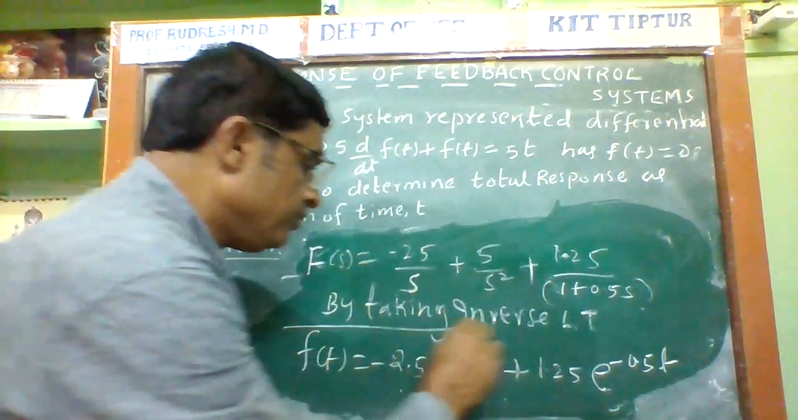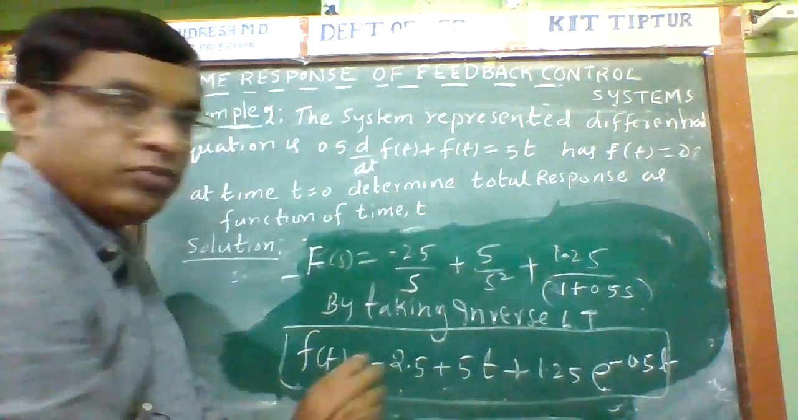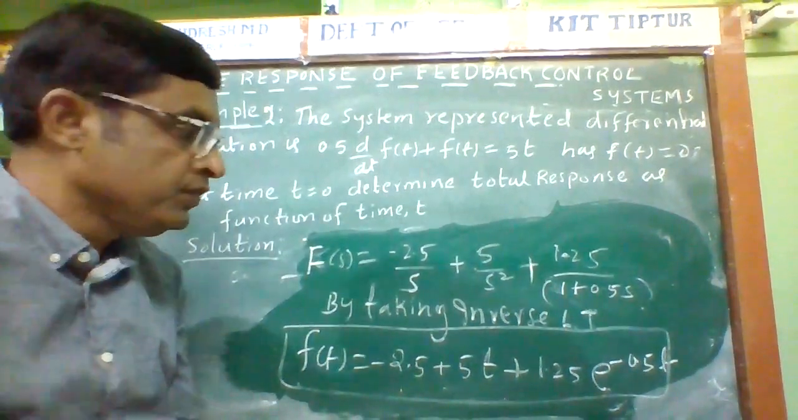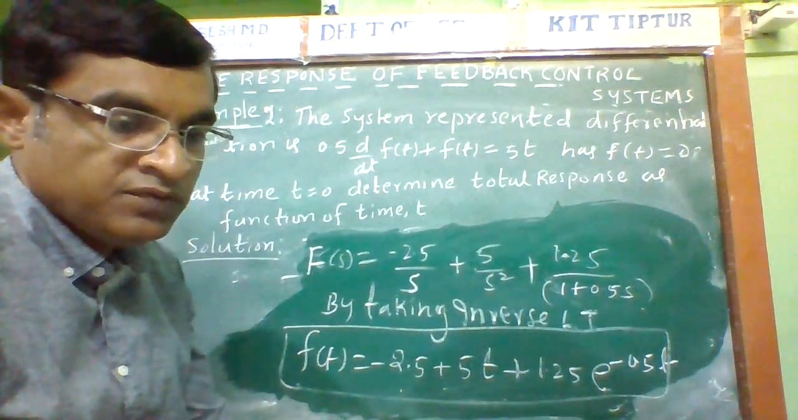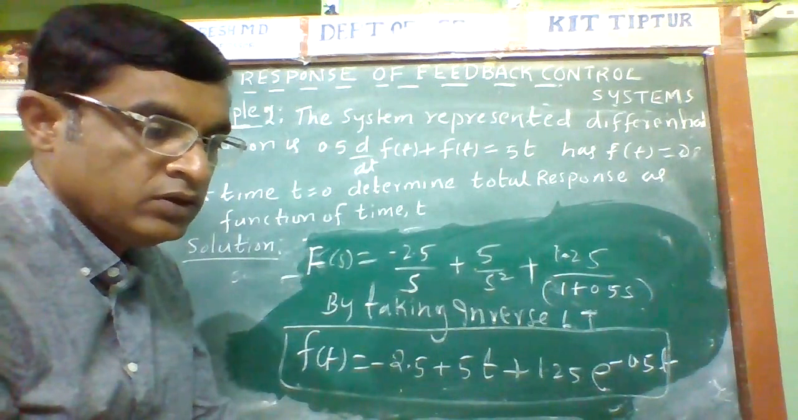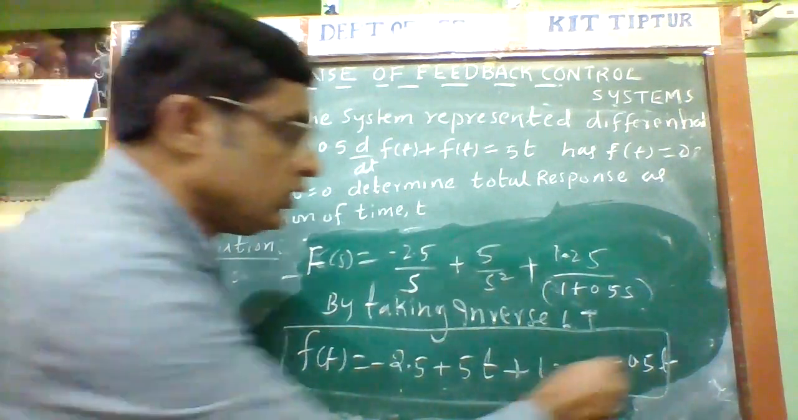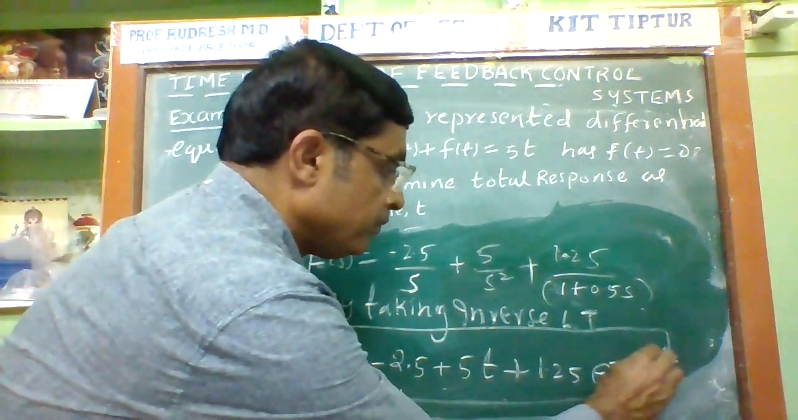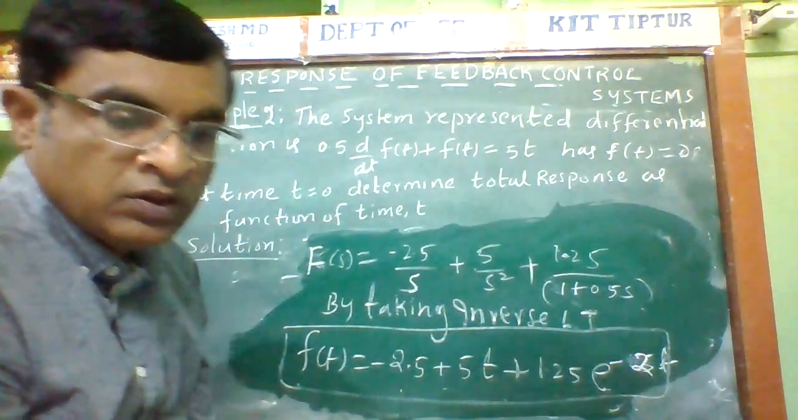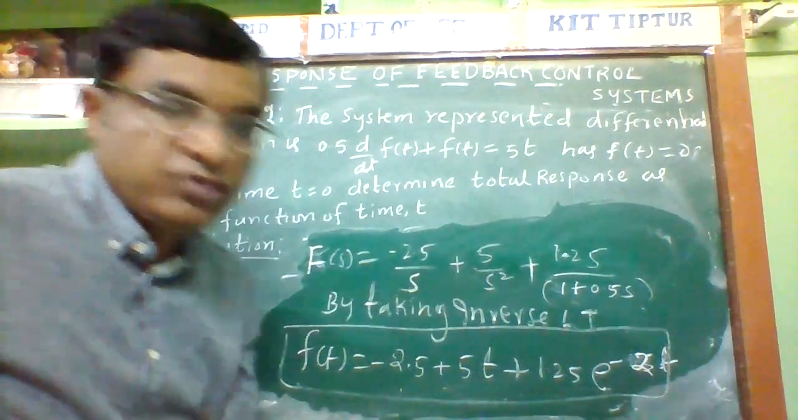Now this is the desired time response of the system, represented in the form of e to the power of minus 2t, from the differential equation.